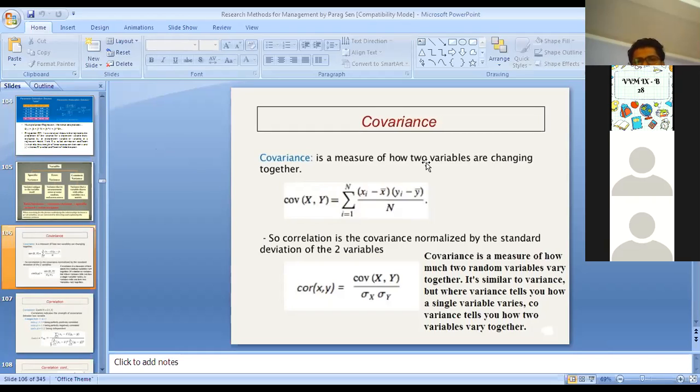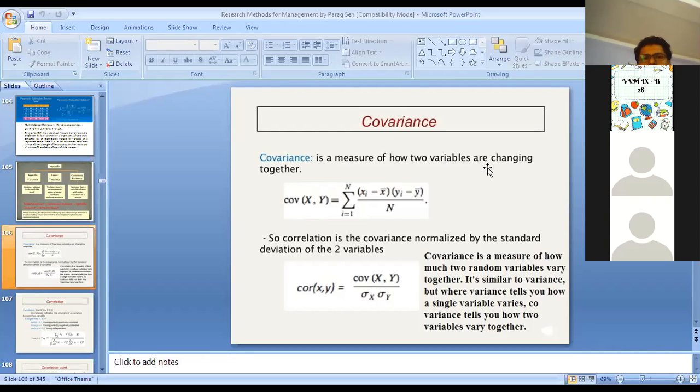Covariance is a measure of how two variables are changing together. Covariance is a measure of how much two random variables vary together. It's similar to variance, but where variance tells you how a single variable varies, covariance tells you how two variables vary together. And the expression of covariance is given by this formula. Based on this, you can calculate your covariance.